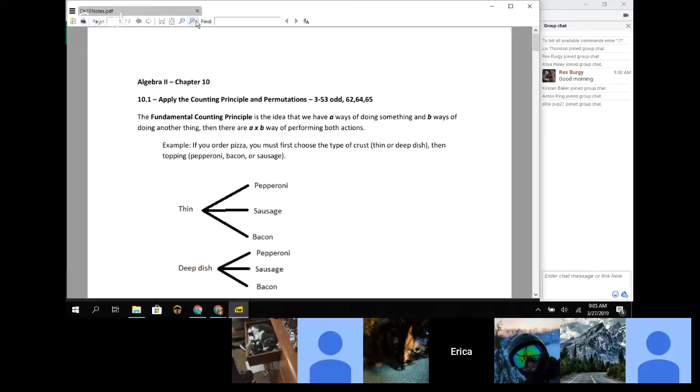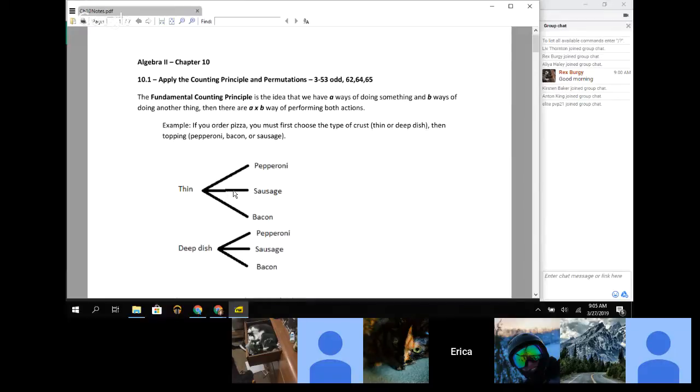This is the fun picture right at the start of your screen that has the not straight line here, right, Anton? But if you think about how many choices there are for something, so you're going to order pizza, how many different combinations of pizza can you get? Or you think about your outfit choices. How many different ways with the clothes that you have can you come up with an outfit? For a lot of those types of problems, we use something called the fundamental counting principle. You can see it written right here. The idea is that if we have A ways of doing something and B ways of doing another thing, there are A times B ways of performing both actions.